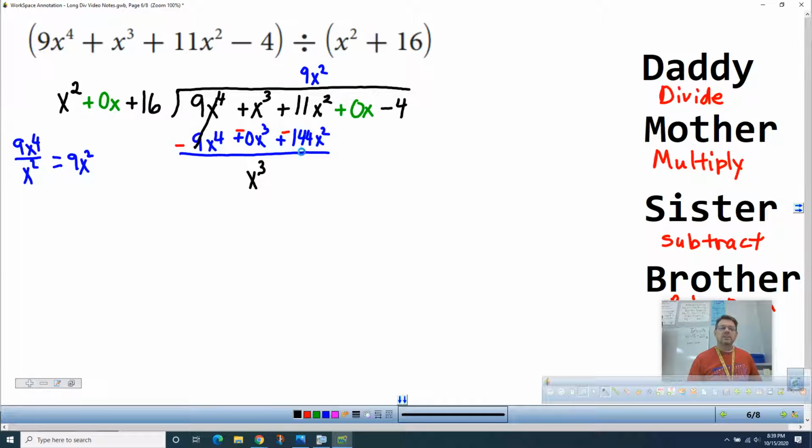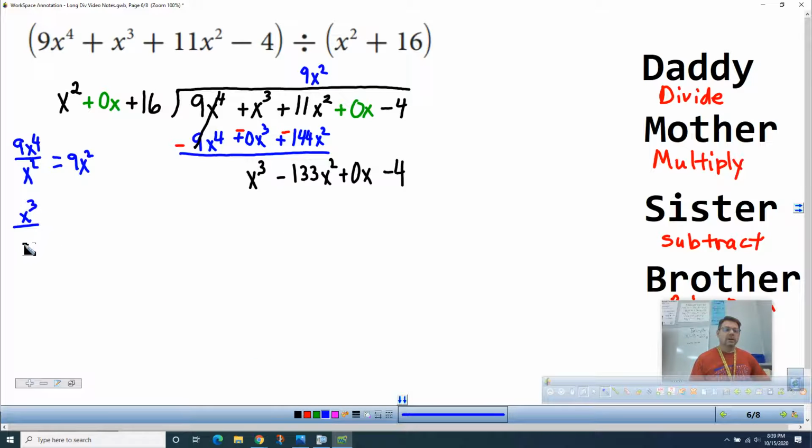And now this is going to be a negative 133x squared plus 0x. I'm just going to go ahead and bring down the whole thing. It doesn't hurt me to bring all of it down. I'm not going to use all of it yet, but that's okay. All right, start over. We're ready to do some daddy divide.